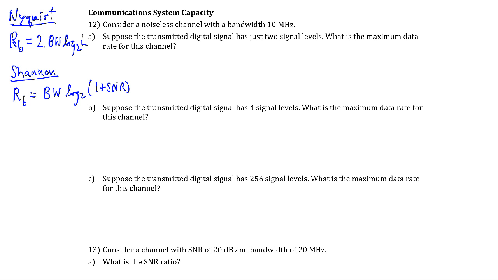The first one says consider a noiseless channel with a bandwidth of 10 megahertz. So we're given the bandwidth, and we're given a noiseless channel, and so we're going to use the Nyquist equation. Suppose the transmitted digital signal has just two signal levels. Well, there's our L value. What is the maximum data rate for this channel?